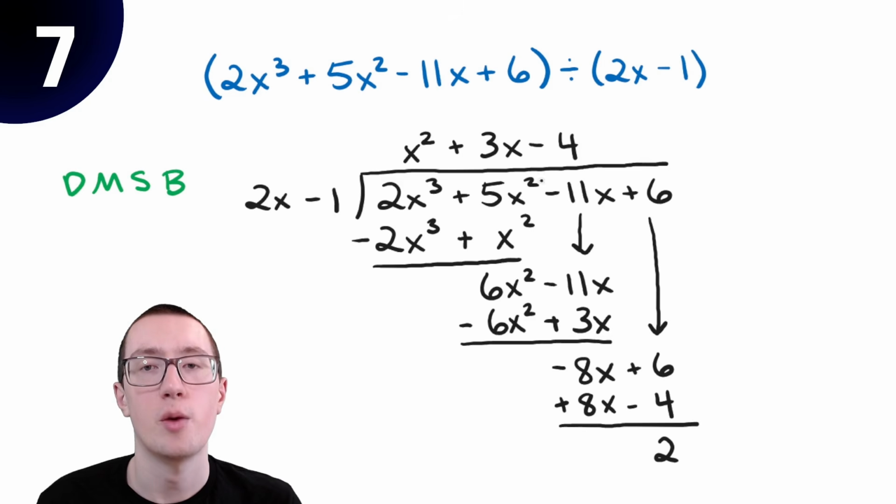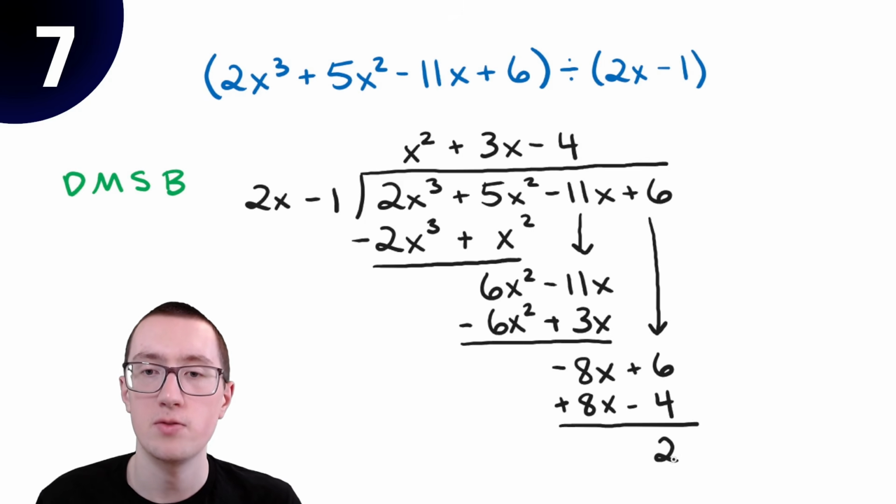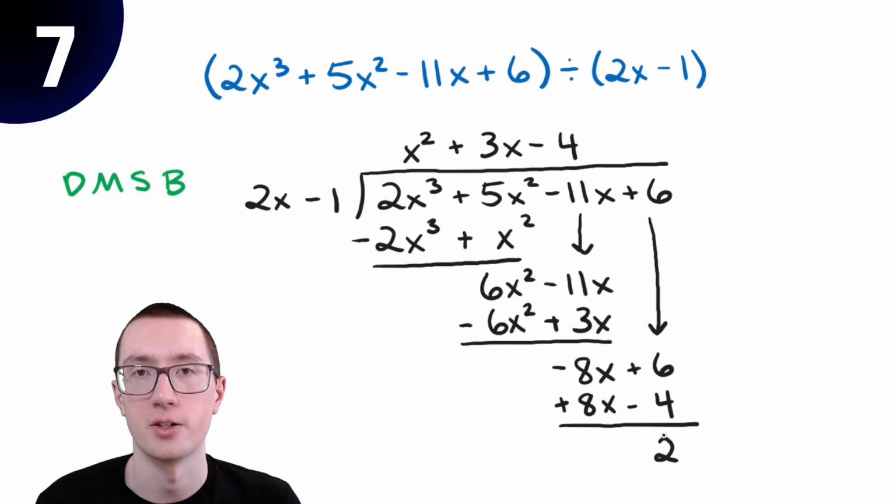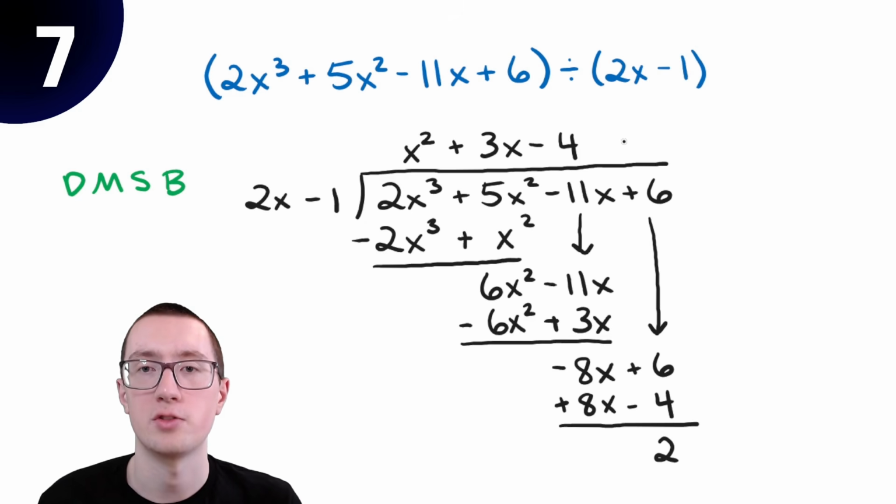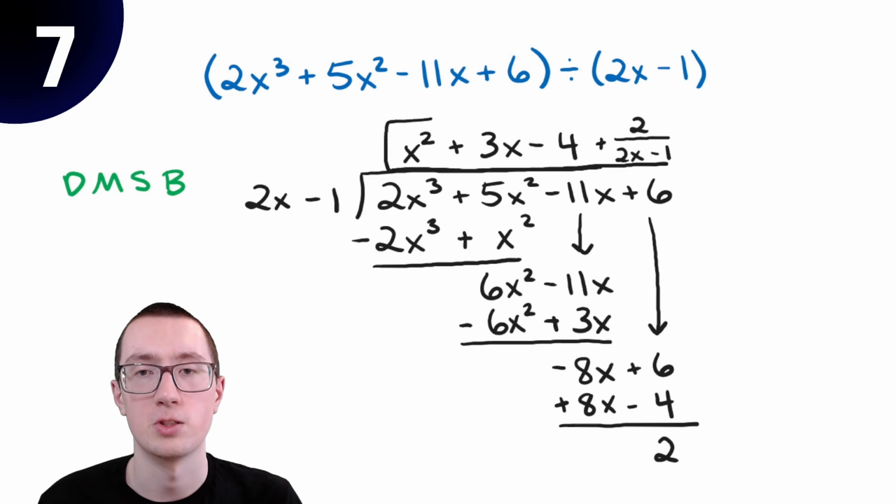So what we have at the top here is our final answer, if the bottom part here that we end with is 0. But this isn't 0, it's 2. So that means we're going to have a remainder. And to do a remainder, all you have to do is attach the remainder to the end, and you have to make it a fraction. You have to put it over what we divided by, which is 2x minus 1. And that's all you have to do with the remainder. So this is our final answer here to this division problem.